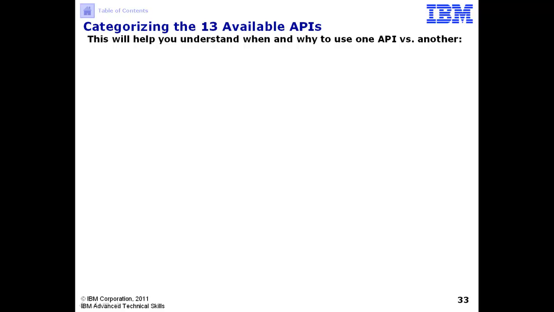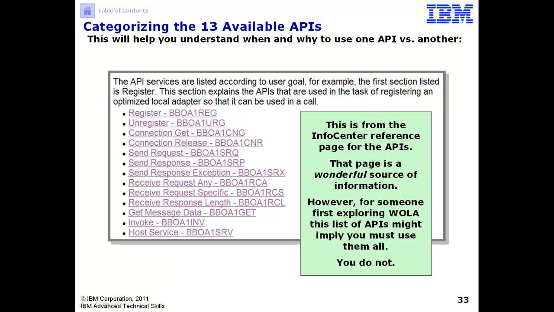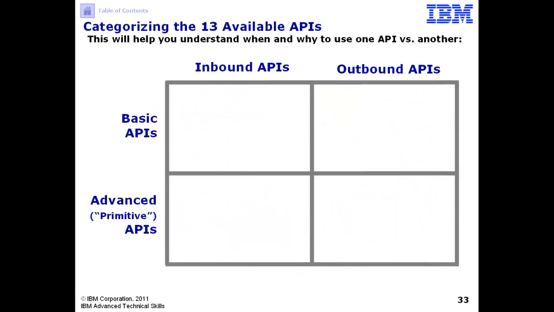We start by offering a categorization of the APIs supplied with WOLA. The Info Center page on the APIs provides a very good detailed reference for all 13 of the APIs. You may access this page by searching for CDAT_OLA APIs. However, that page may leave the newcomer with the impression that all 13 APIs must be used. That is not the case. Again, we set up a quadrant with the columns labeled inbound and outbound and the rows labeled basic and advanced.